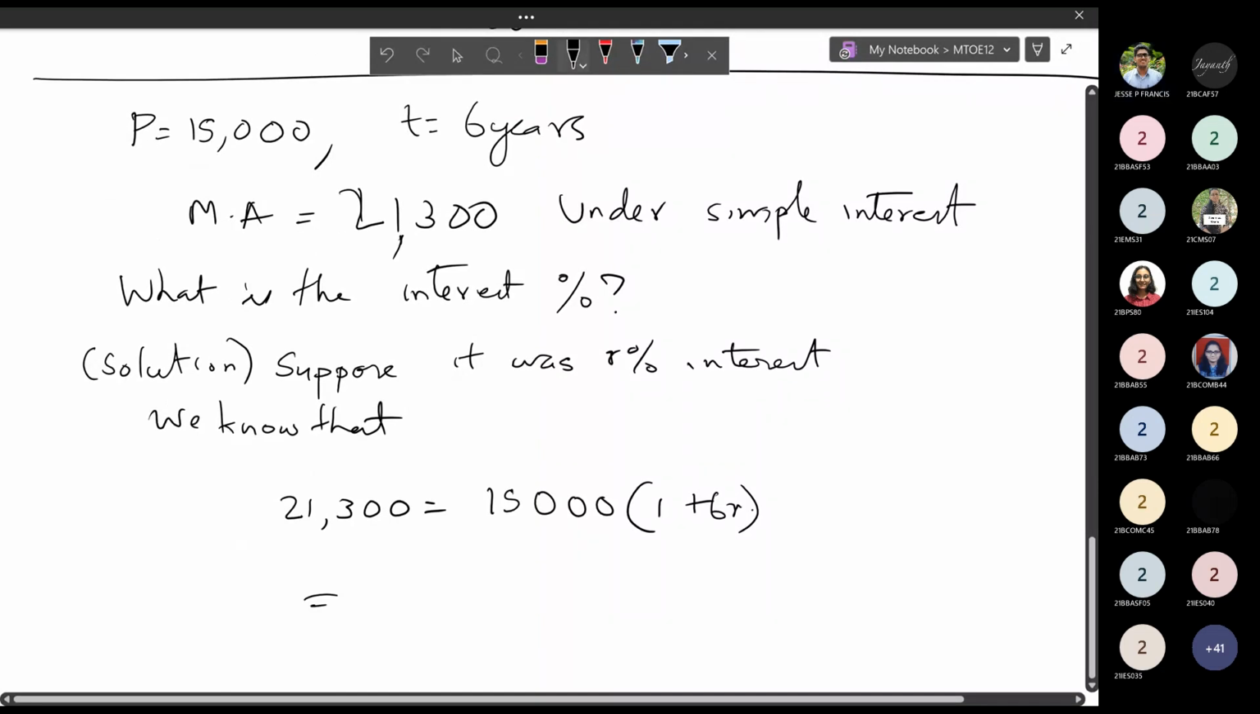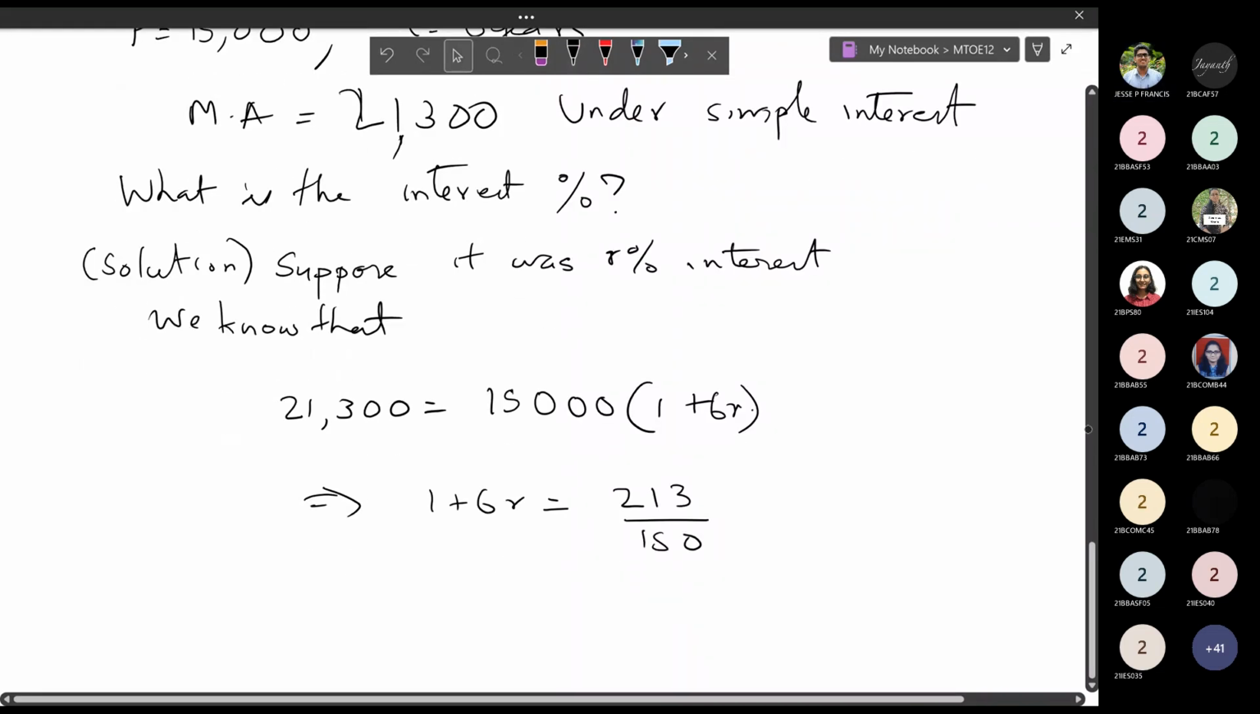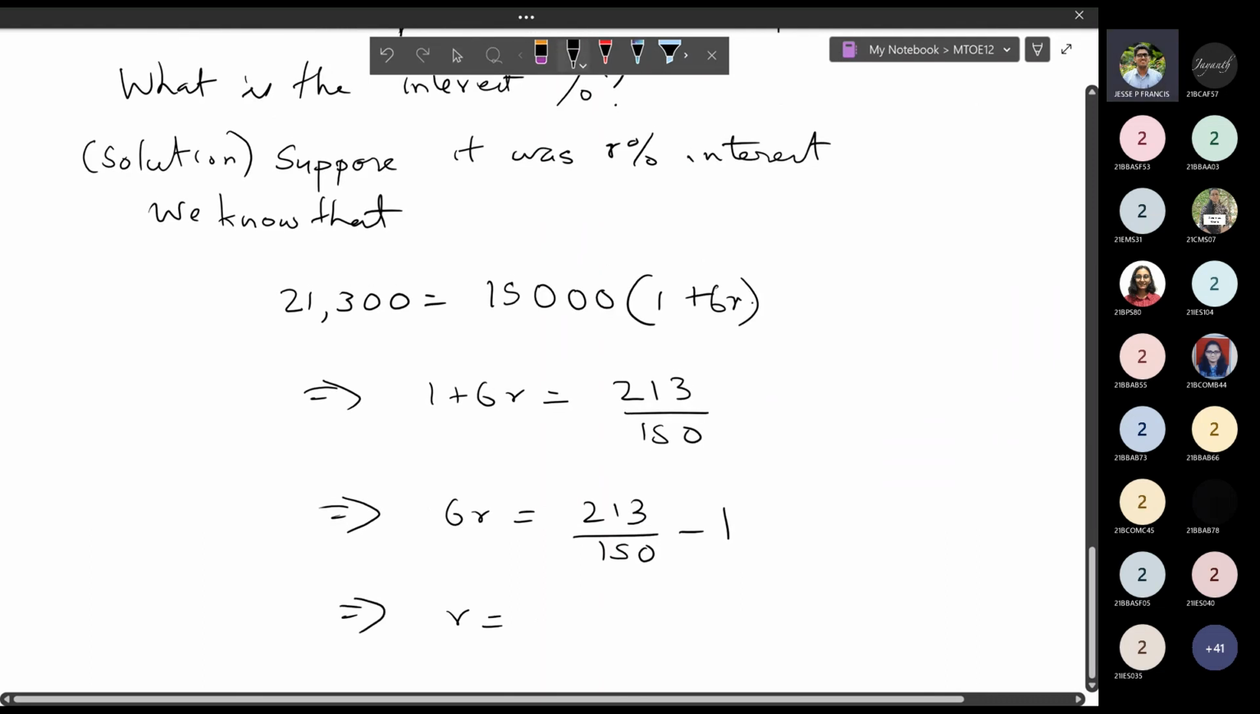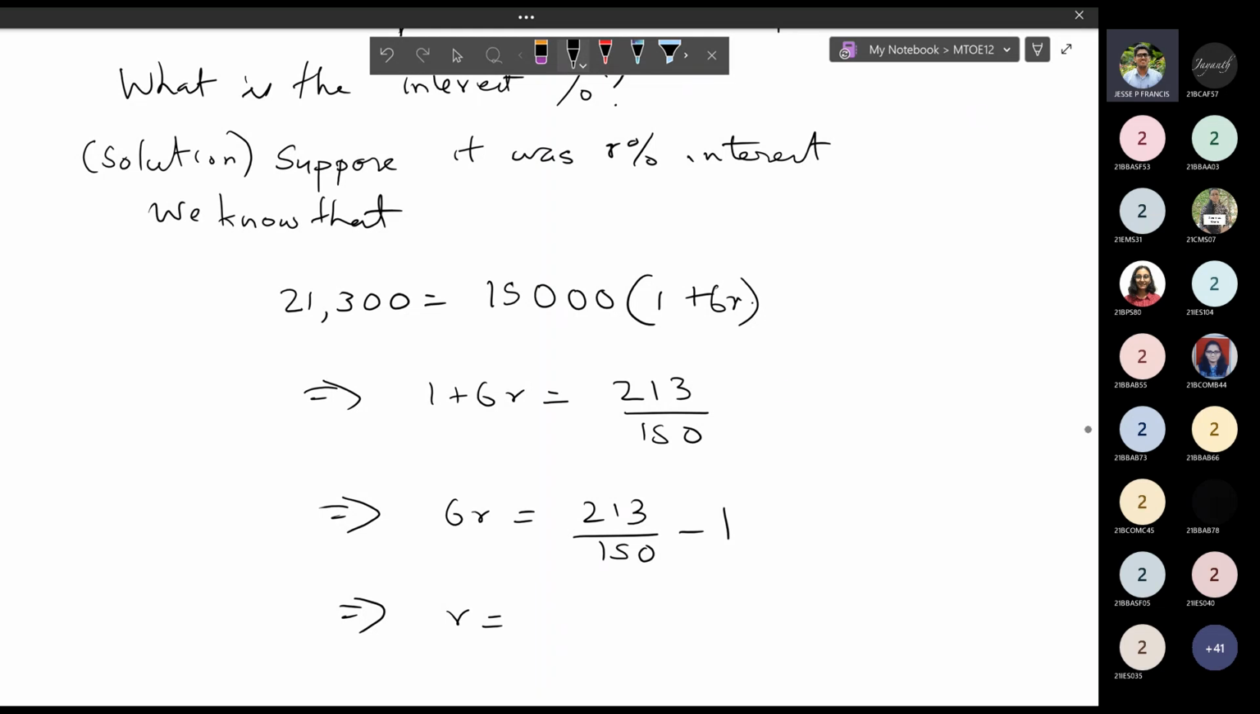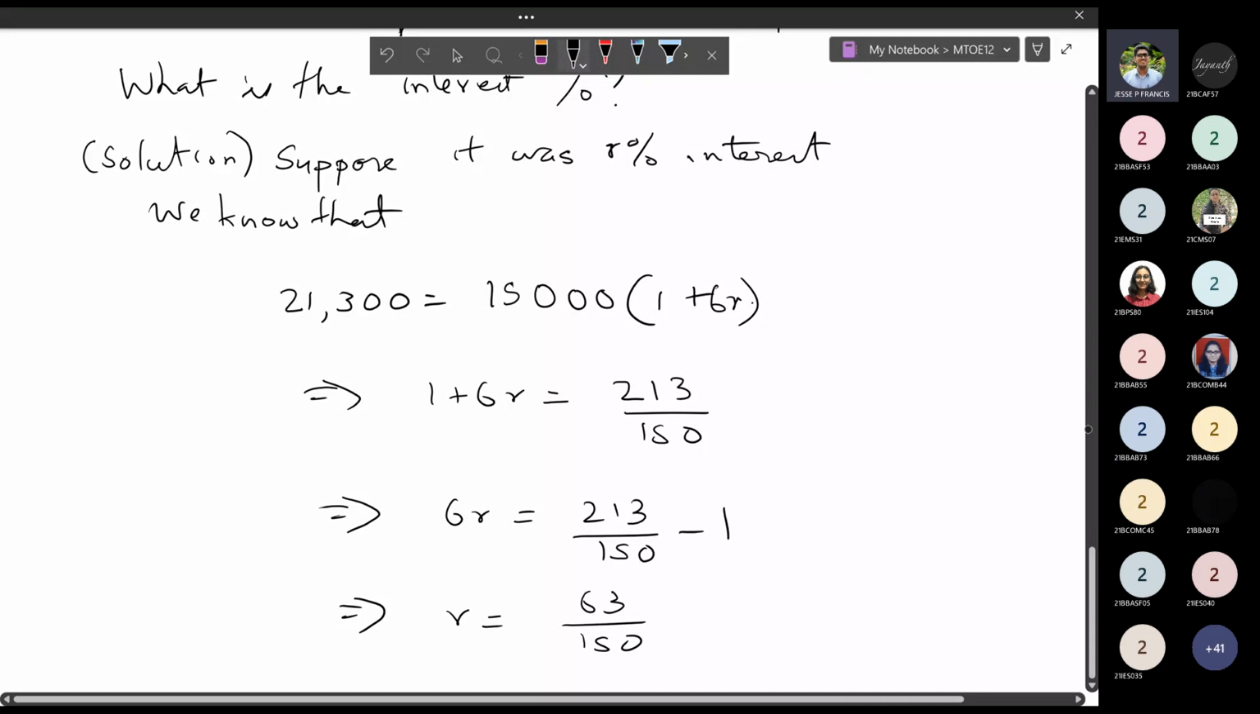That implies 1 plus 6R is equal to 213 by 150. This implies 6R is equal to 213 by 150 minus 1. This implies R is equal to this entire thing. 213 minus 150 is 63, divided by 150, and the entire thing divided by 6. And some of you have found the answer as 7%. Did I do the steps correct? Can you verify?